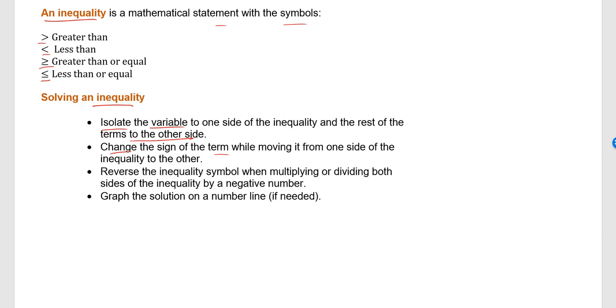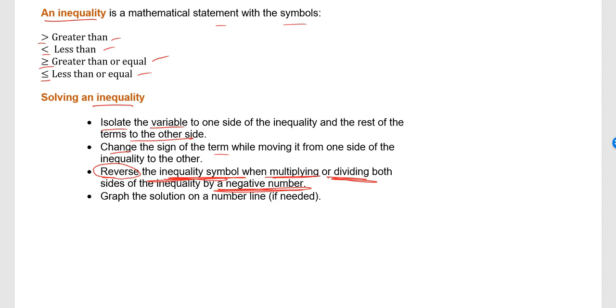When isolating the variable to one side in an equation and trying to solve for it, you would do the same thing in an inequality. Change the sign of each term when moving it across whatever the symbol is: greater than, less than, greater than or equal, less than or equal. Another thing to keep in mind for inequalities is that if you multiply or divide both sides by a negative number, then you actually have to reverse the inequality symbol.